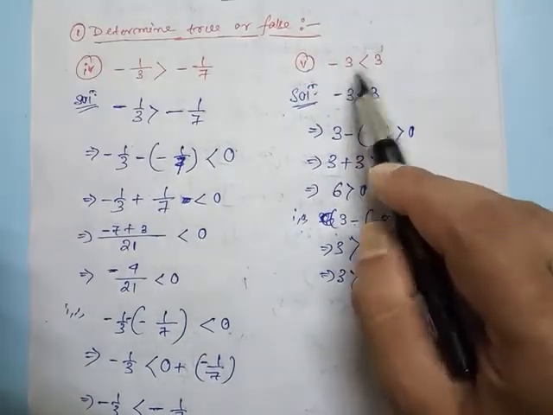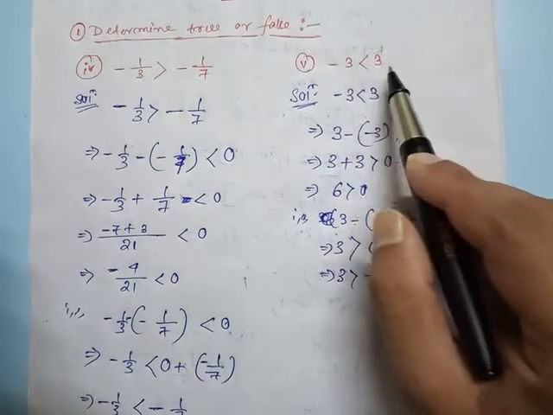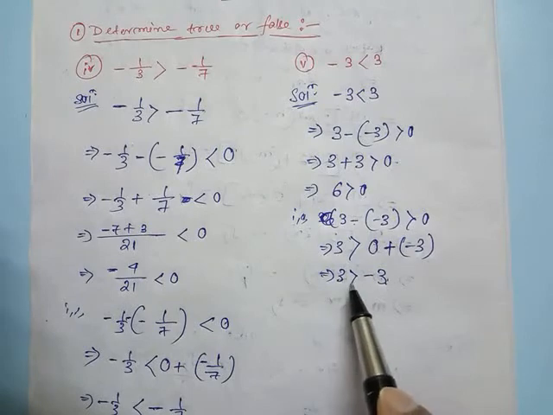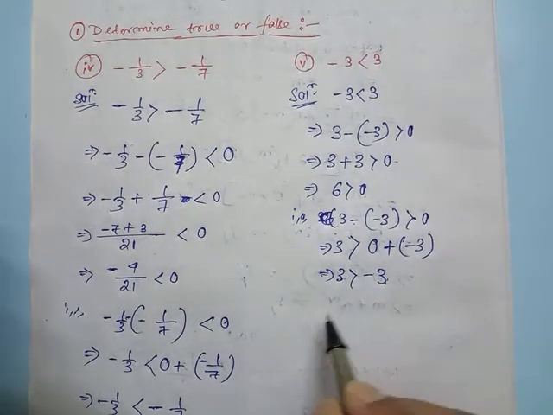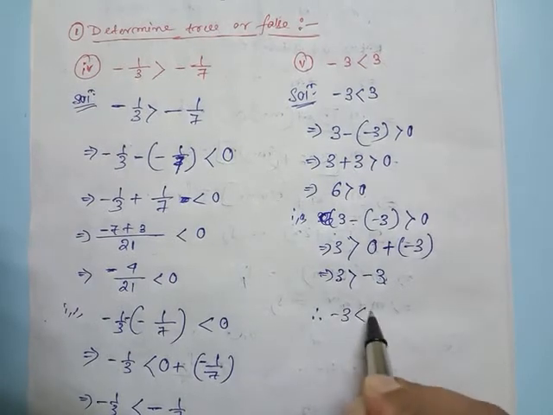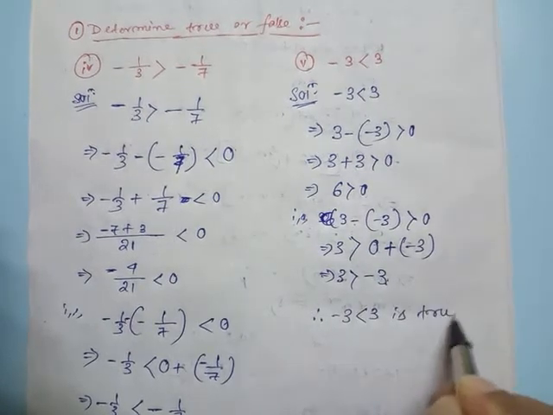Look, in the given question minus 3 less than 3, it is true because negative is less than positive, and here 3 bigger than minus 3 is also true because positive is bigger than negative. So in the given question, minus 3 less than 3 is true.